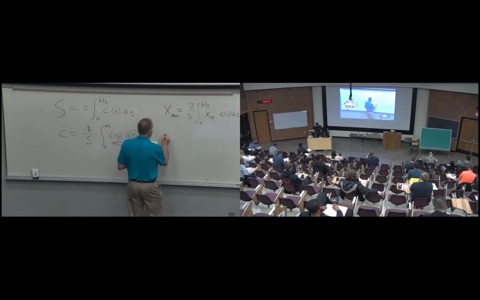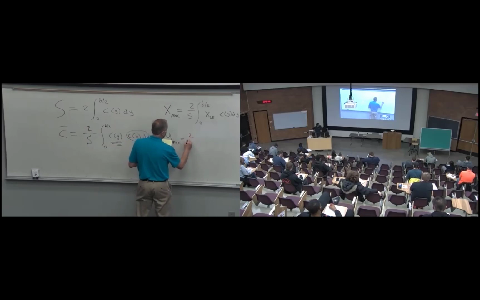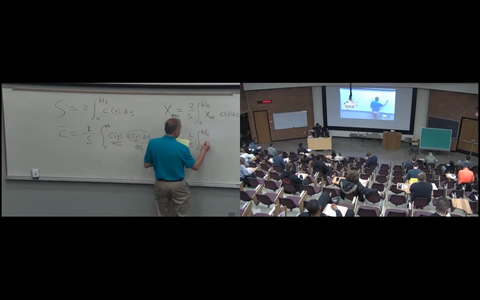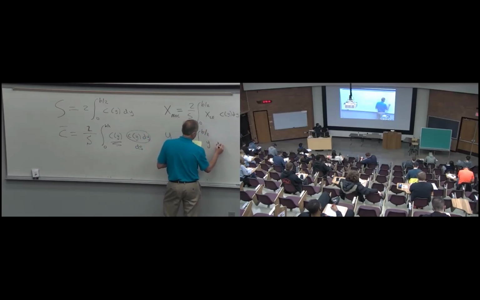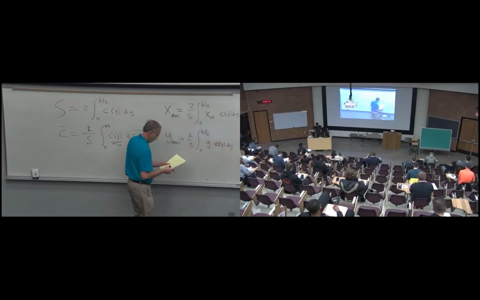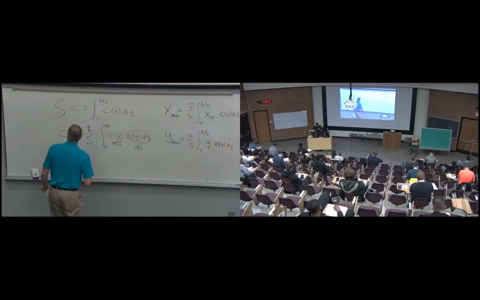And then the distance y over, same formula, except instead of x, we're going to put y in there. And for that straight tapered wing, I gave you this formula last time.